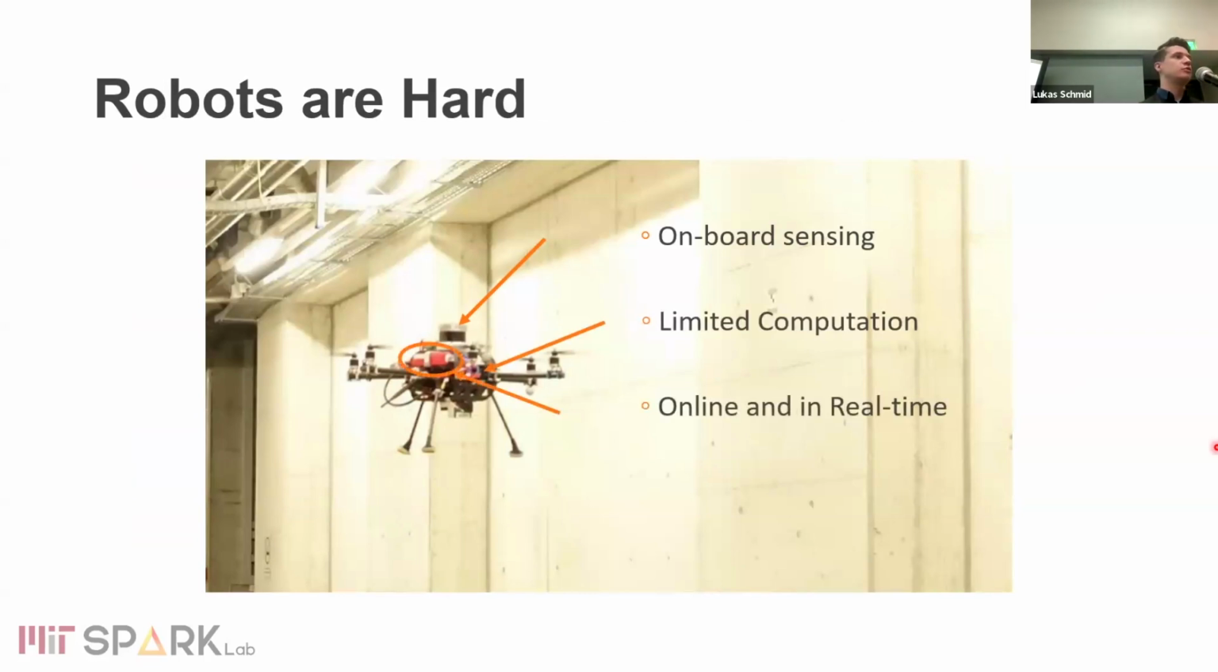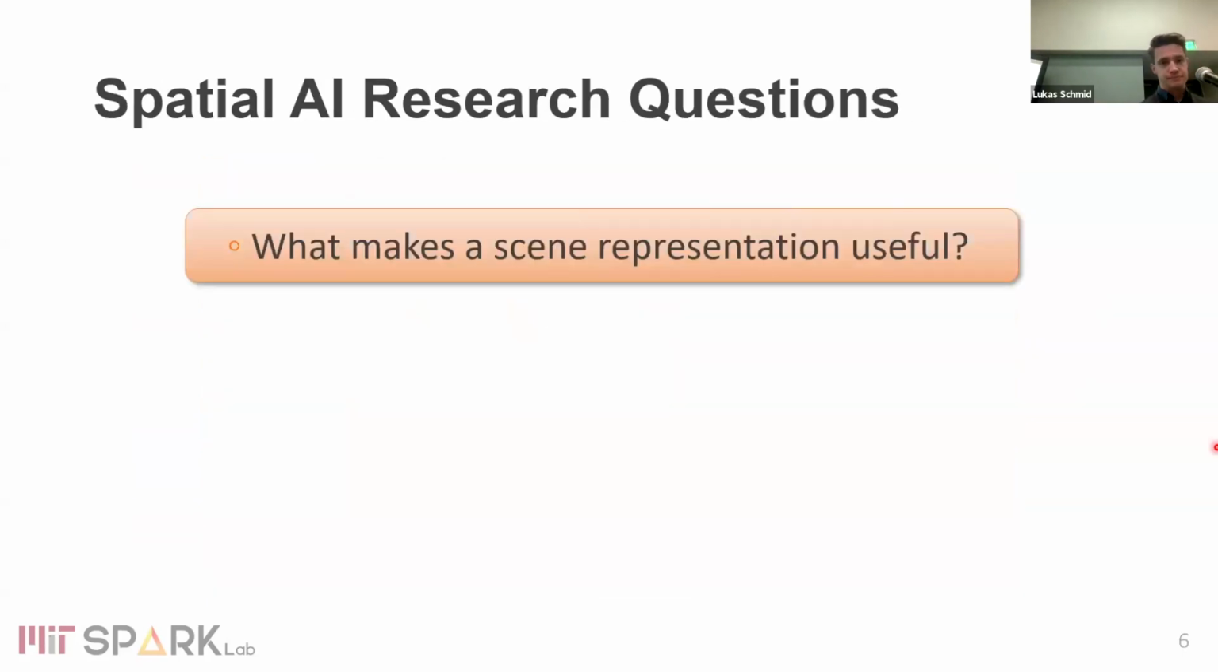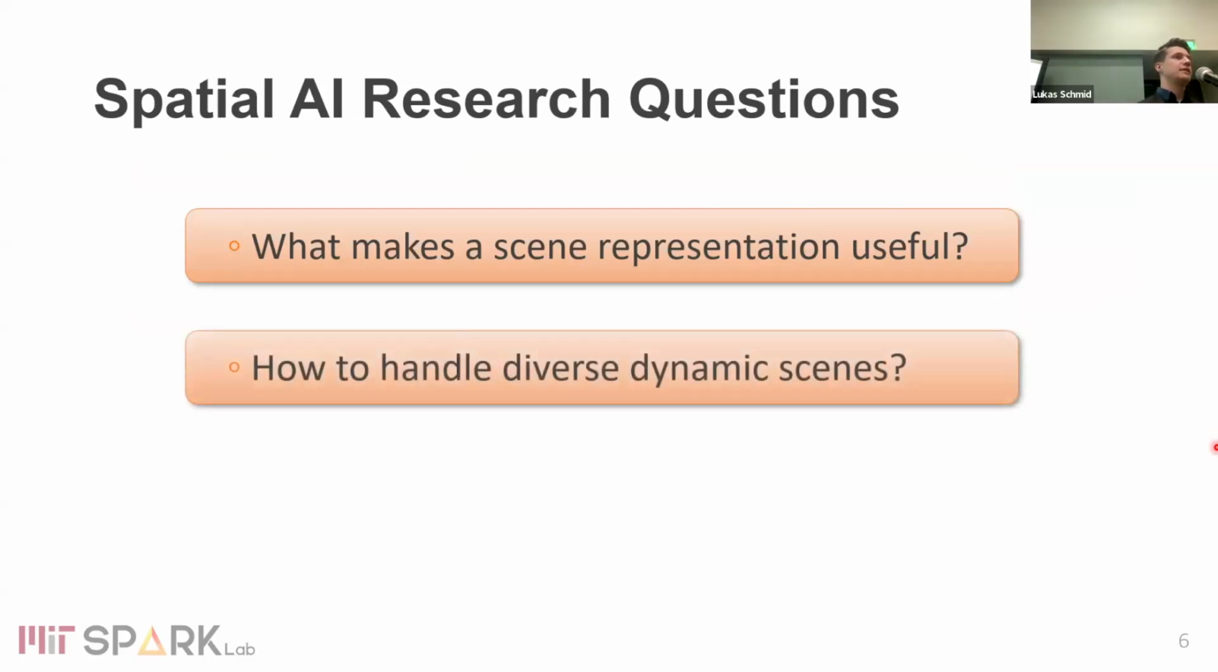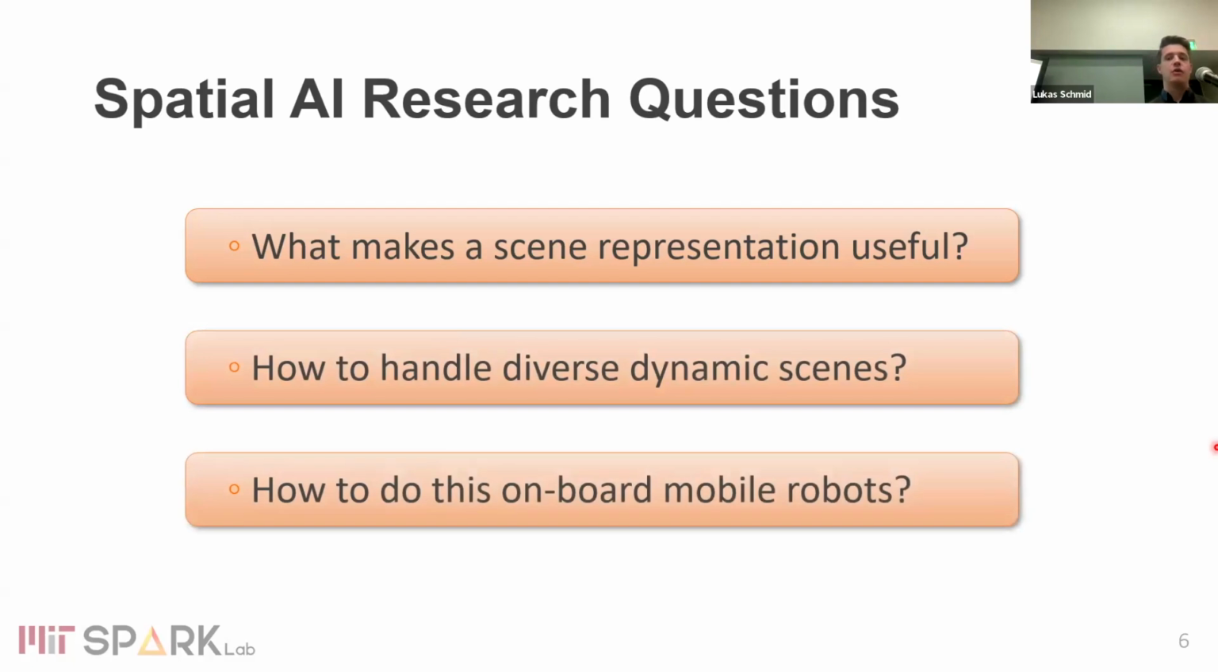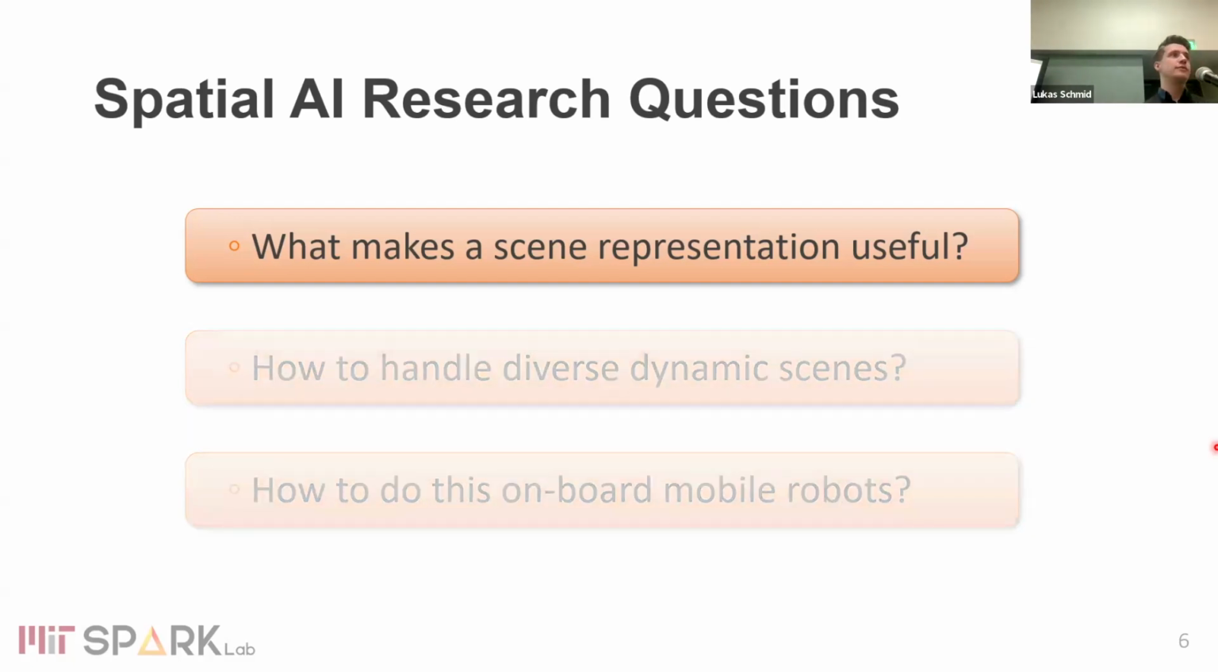Because the scene is so dynamic and we want robots to be interactive, all of these need to run online and in real time. And finally, if we do want to run this around people, also safety and interpretability is a consideration. So today I want to talk about essentially three problems, where I focus on two of them: what makes a scene representation useful, how do we handle diverse dynamic environments, and how do we do all of this on a robot.